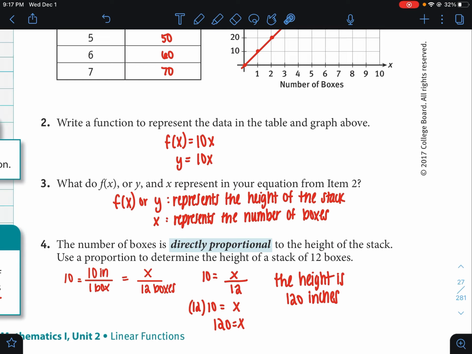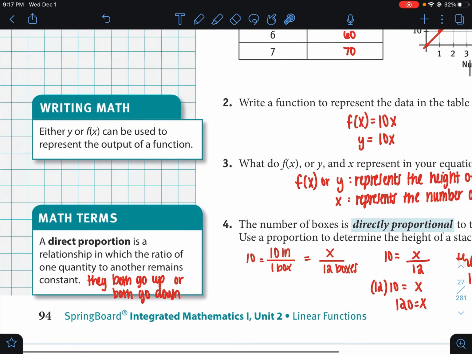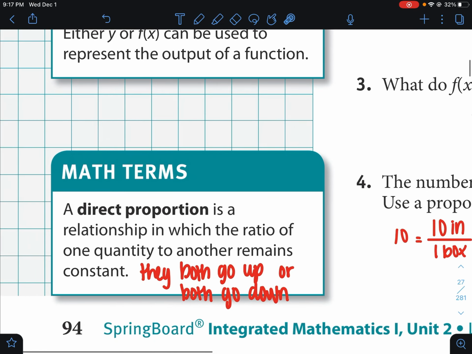Now, since these boxes cause an immediate and obvious impact, this concept is called directly proportional. The number of boxes is directly proportional to the height of the stack. In a direct proportion, it's a relationship where the ratio of one quantity to the other remains constant, meaning they both go up or down. As one goes up, the other one goes up. If one goes down, the other one goes down by this common ratio.